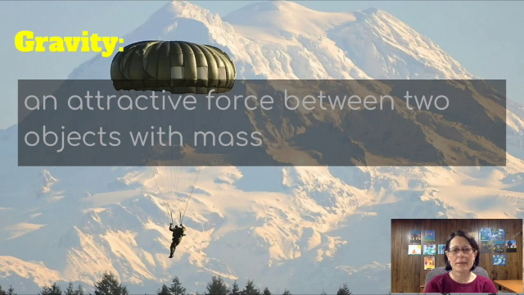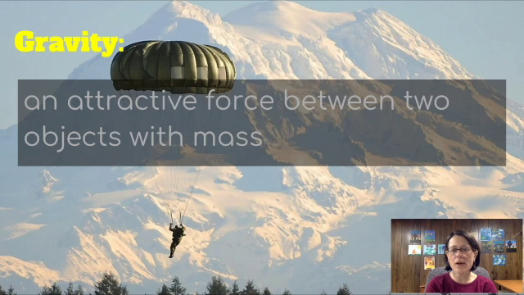And then gravity. Gravity is an attractive force between two objects with mass. Here we see the person parachuting and falling to the earth because the force of gravity is pulling this parachuter to the earth. The reason gravity pulls is because the earth is very massive, so it exerts a very large force on that parachuter.